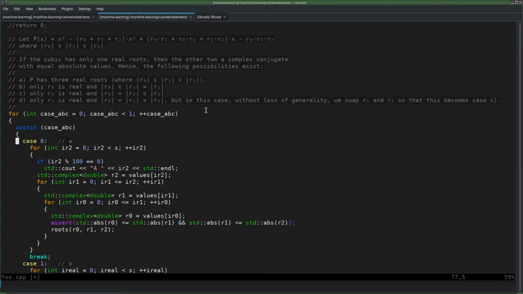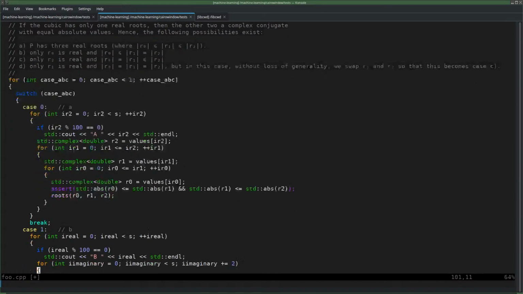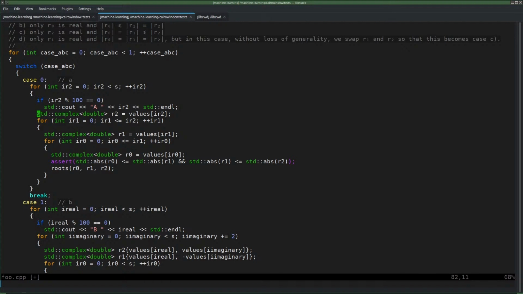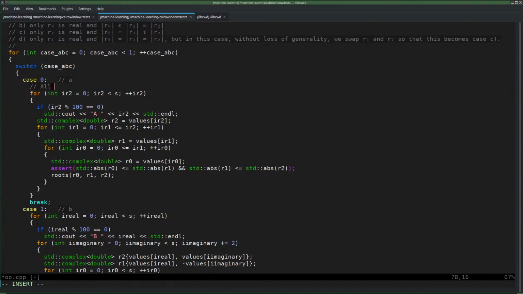Case A, all three are real. So it is 1 over all the indexes of all values. And construct R2 from that. It's just a double then. But okay, I store everything in the complex anyway. So these are real, right? Let's add a comment. So, okay, it's case A. All three roots are reals, even though it's stored in a complex.